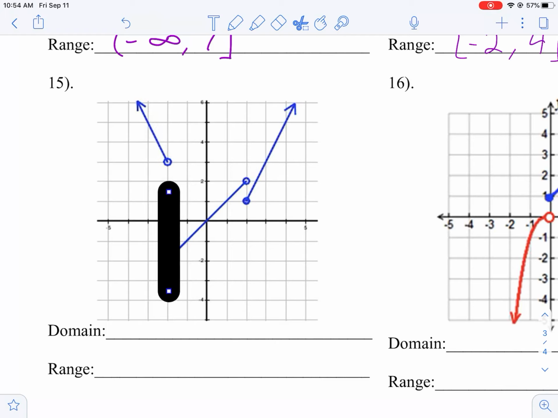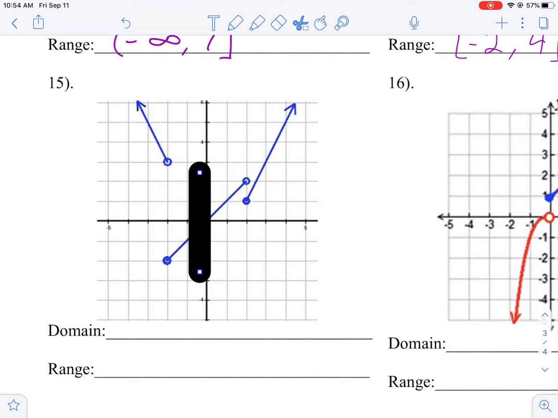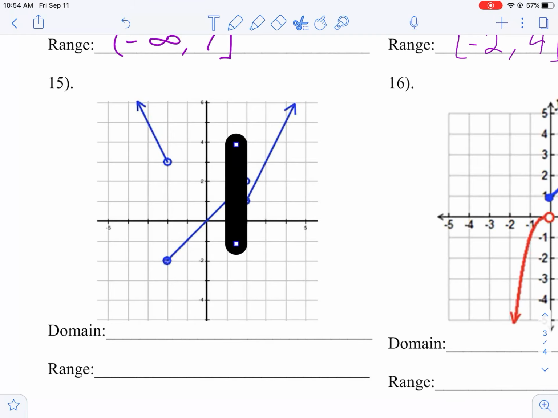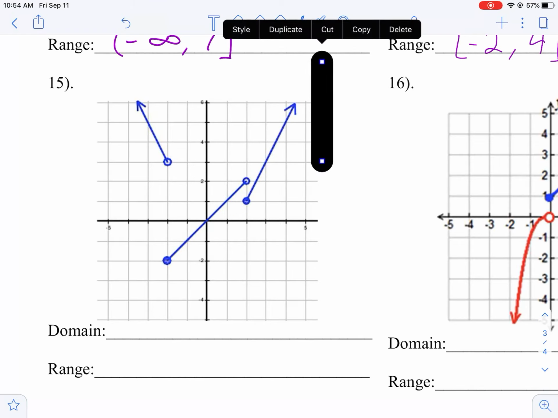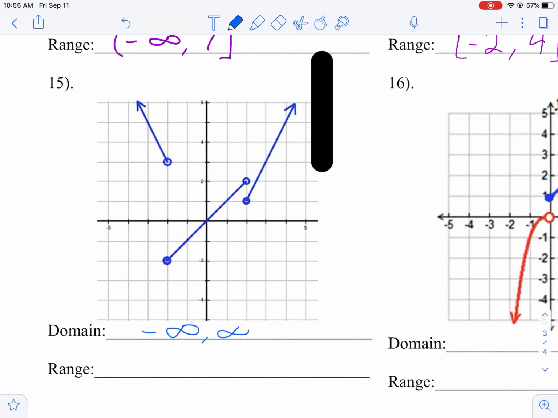So there's no stop in our graph. Again, another gap, but it picks it right back up there. So notice that we never had a stoppage in our domain. So we're from -infinity to infinity. Both of these being closed dots here. I know they kind of look like open circles, but they're closed.